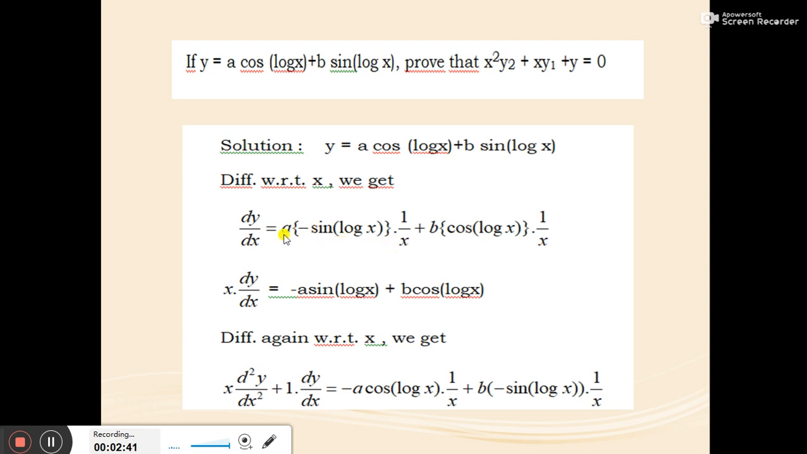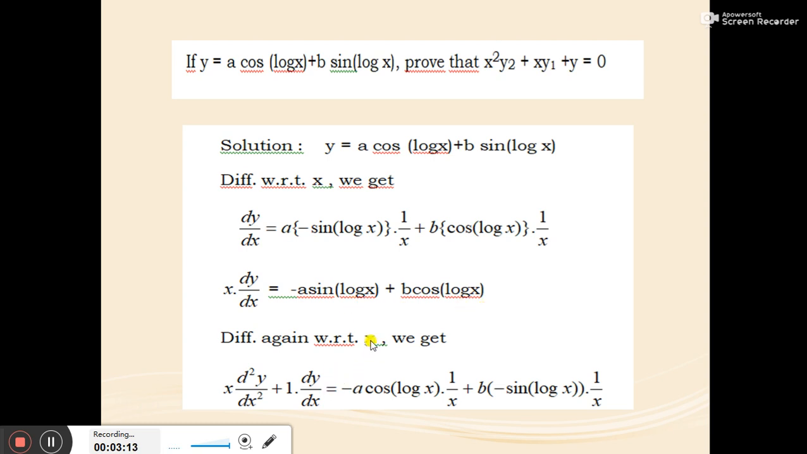And now we have to differentiate this function again, and here we have to apply the product rule. Take 1 by x common and then apply the product rule. But here we have to do it in a different way. We have to consider this 1 by x common, and this denominator x we have to multiply with the left hand side. Then it becomes x dy by dx is equal to minus a sine of log x plus b cos of log x.